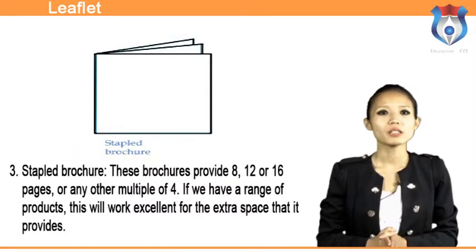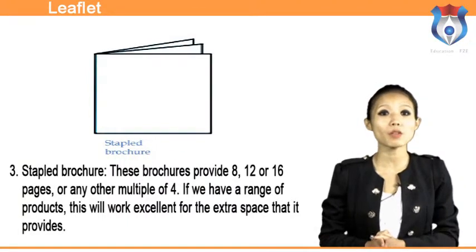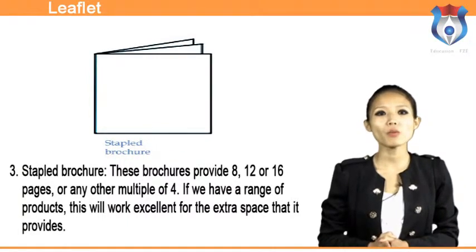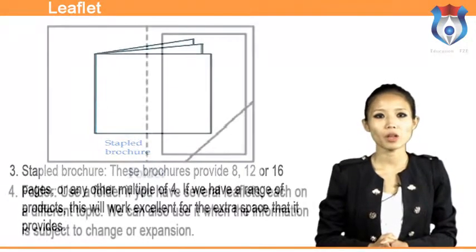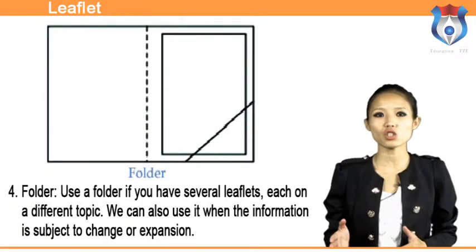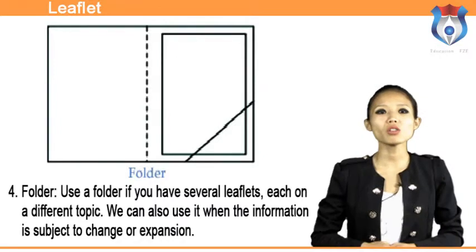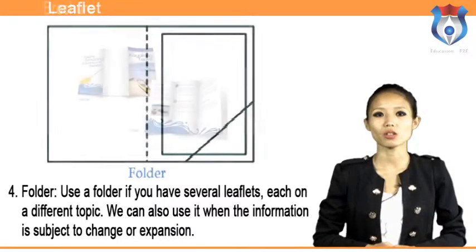Stapled brochure. These brochures provide 8, 12 or 16 pages or any other multiple of four. If we have a range of products, this will work excellently for the extra space that it provides. Folder. Use a folder if you have several leaflets, each on a different topic. We can also use it when the information is subject to change or expansion.